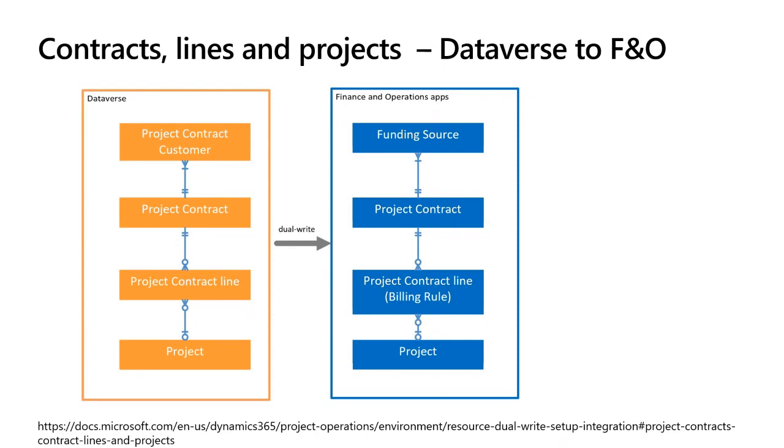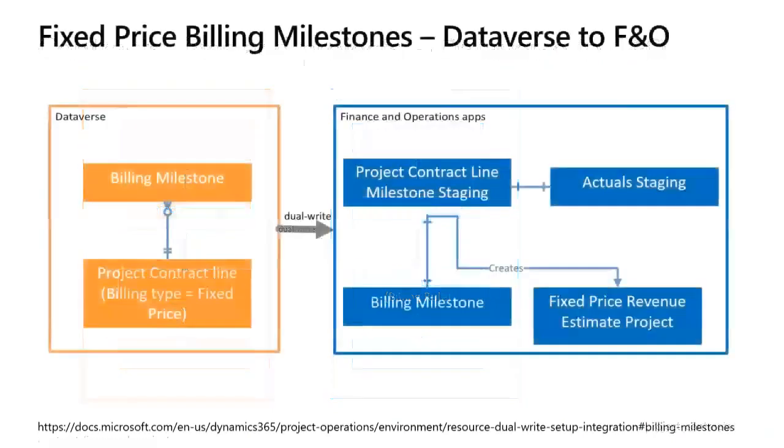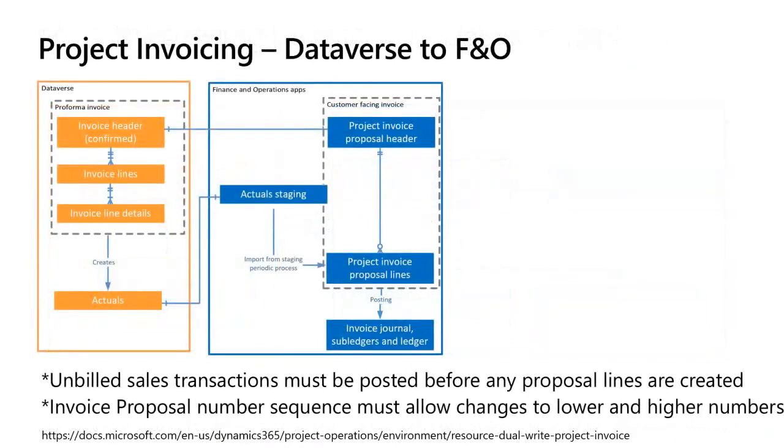So this illustrates the contract lines and project entities that are used on both sides. And you see there is a one-to-one match, more or less. And here we can see the fixed price billing milestones, both on the Dataverse and Finance and Operations sides. You can see there's a bit of different tables involved. And here's the invoicing tables. You can see the invoice header on the left side, invoice lines, details, and actuals, and similar tables on the right side in Finance and Operations.